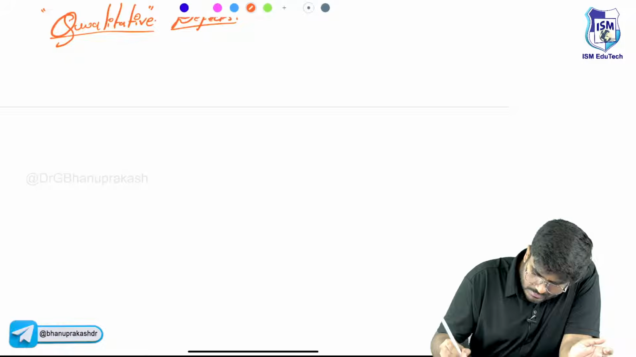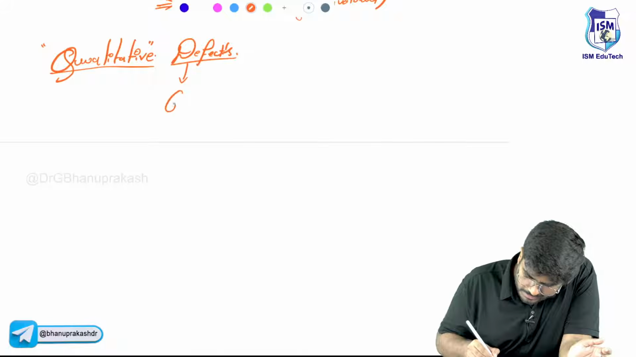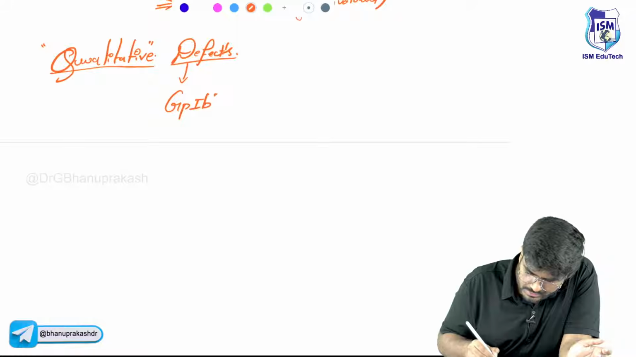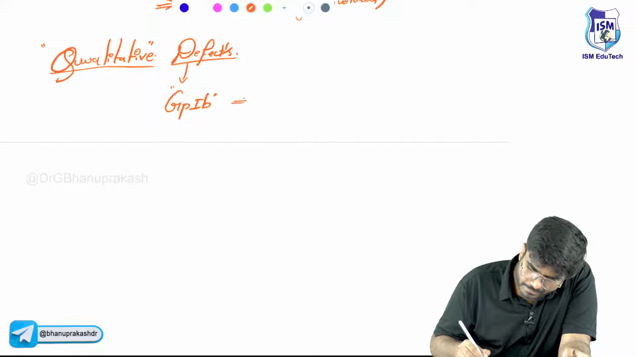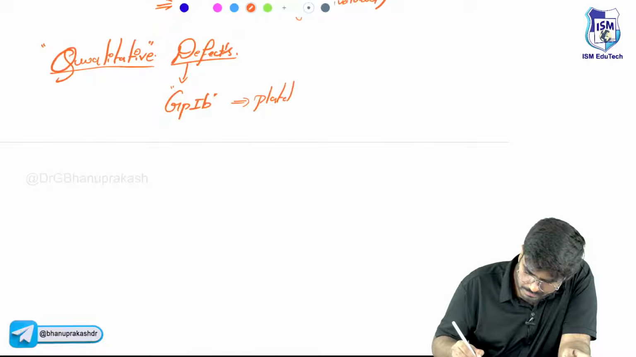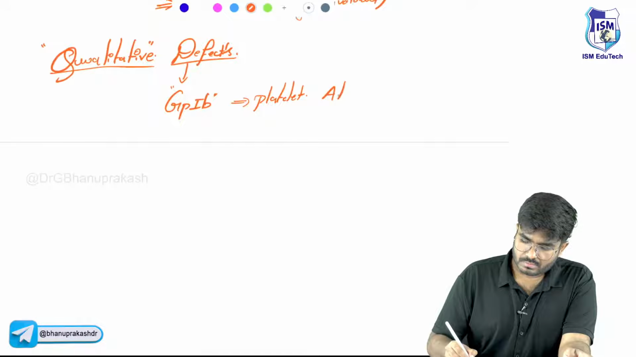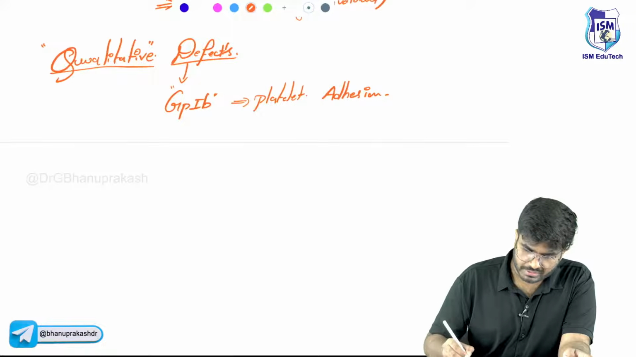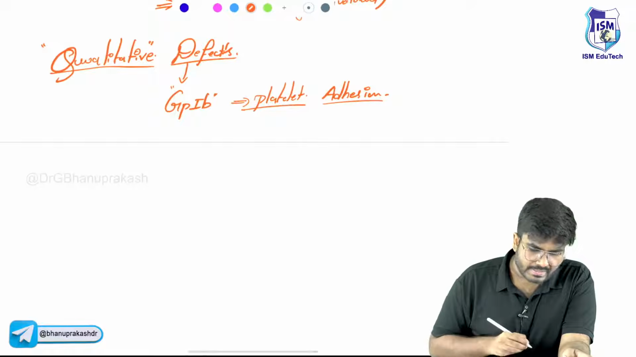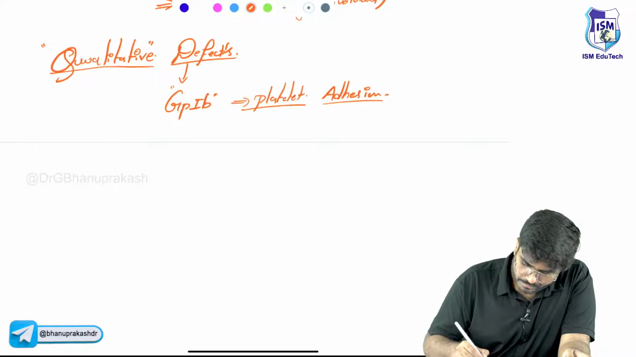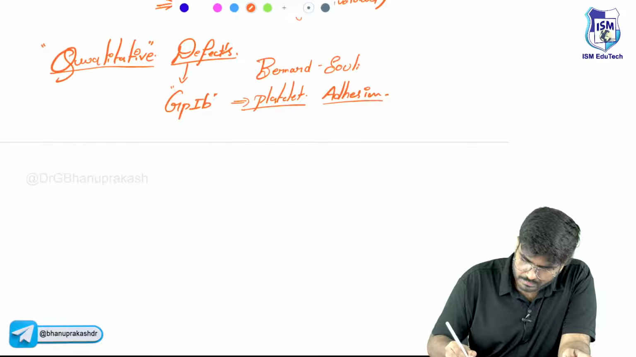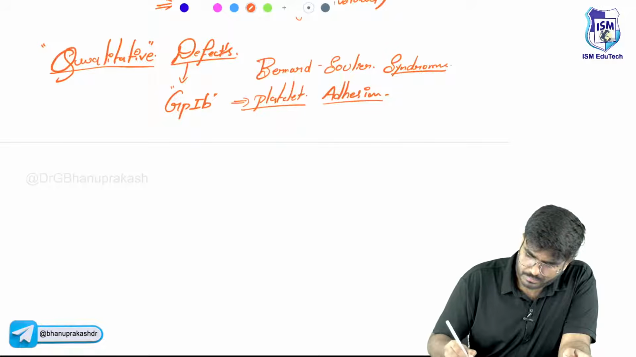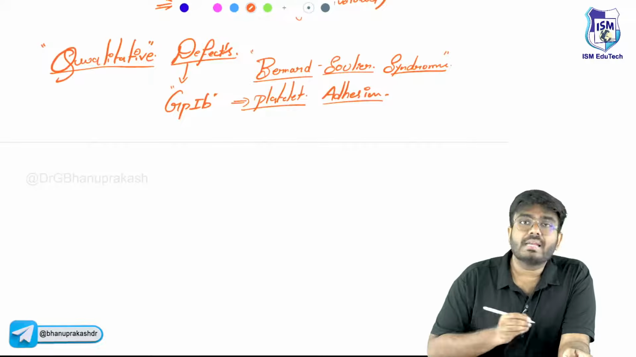So defect in GP1b. This is not there, sir, for example. Then what happens? Then platelet adhesion is going to be affected. Platelet adhesion is affected. So this syndrome is called Bernard-Soulier syndrome.